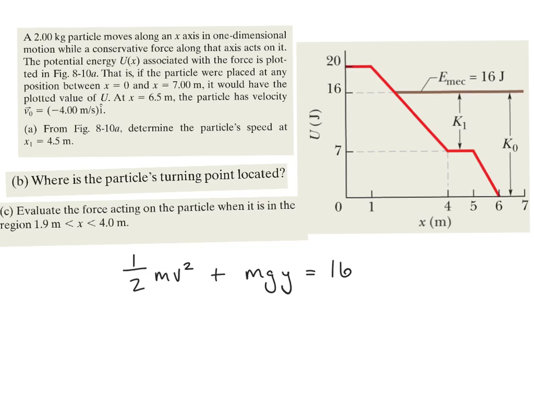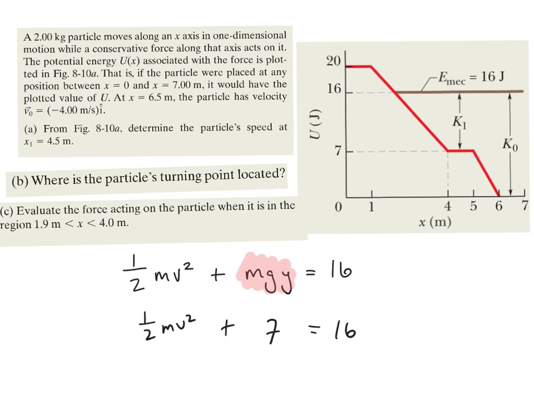And what's the 7 coming from? That's when the potential energy is equal to 7 joules. But since you want your kinetic energy, you're subtracting from the total mechanical energy. Very good. So this is 7, this value here, and that is the potential energy. And here is the kinetic energy.